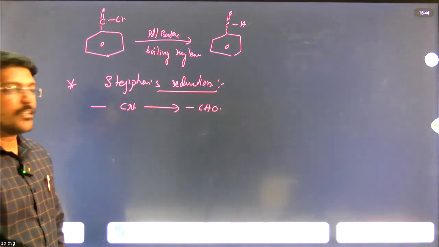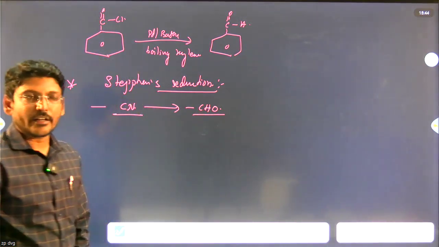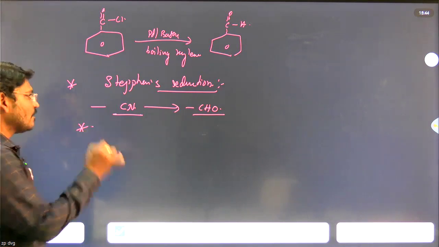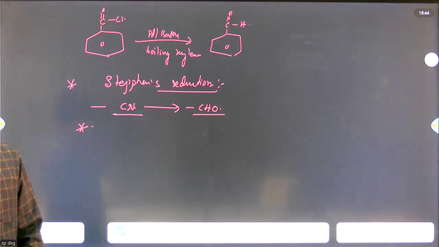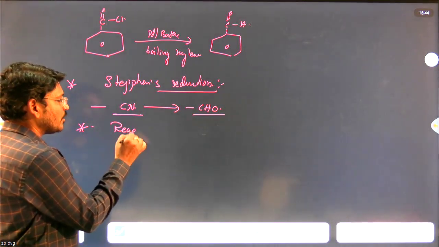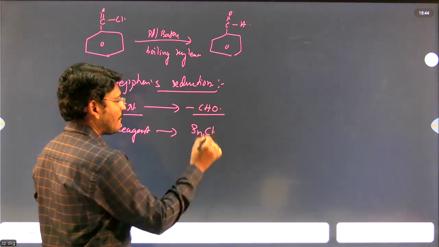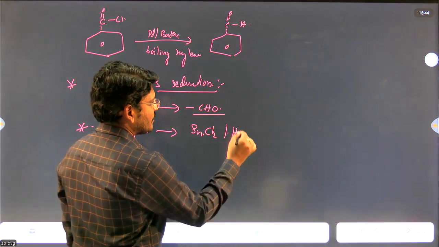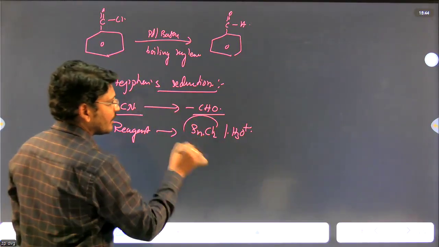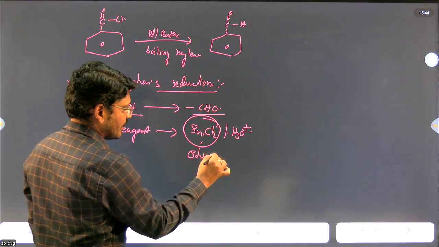In Stephen reduction, the functional group we are using is a cyanide. Cyanide should be converted into what, an aldehyde. So let's discuss the important reagents we are using to convert a nitrile into an aldehyde by a Stephen reduction. The reagent here is a strong reducing agent, that is stannous chloride, and further hydrolysis. If you observe carefully, stannous chloride acts as a strong reducing agent.